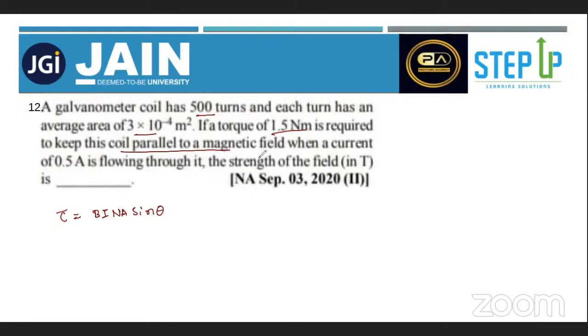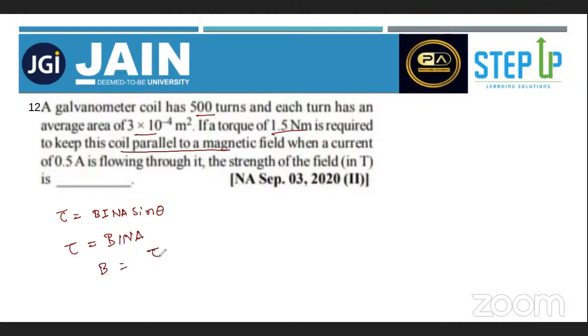When a current of this strength flows, if the coil is parallel to the magnetic field, that means the perpendicular to the coil is perpendicular to the field. I can write torque is equal to BINA sine 90 degrees, which is 1. I need to find out the strength of the field, so I need to find B.